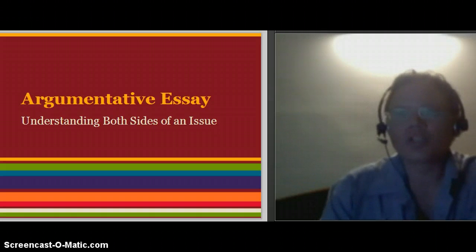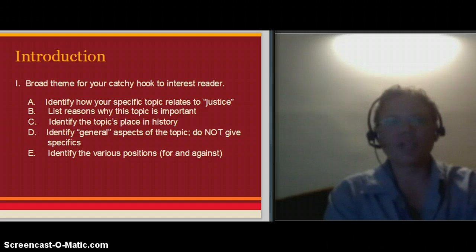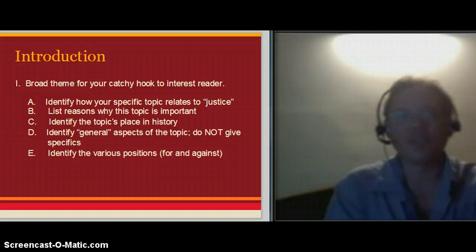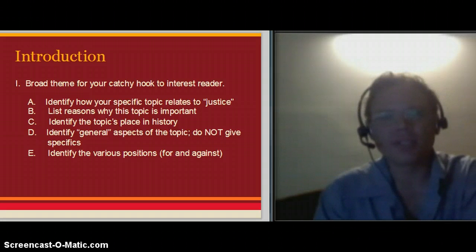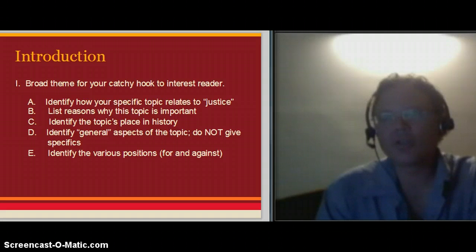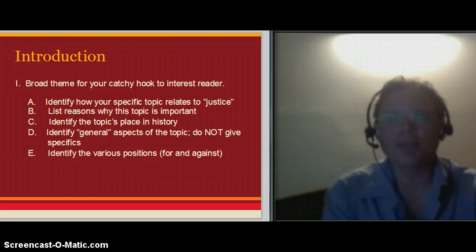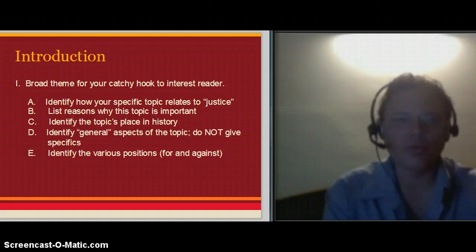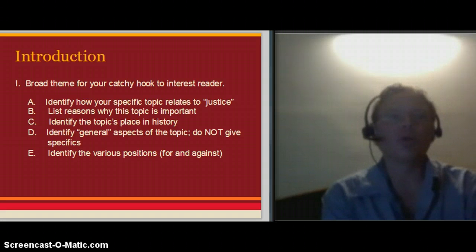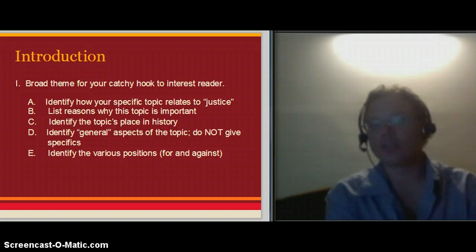So in the introduction, you want to pick a broad theme, and then you want to design a hook so people get interested in your topic, and so that they will continue reading. And so in the introduction, you're going to want to have a few things. Identify how this topic relates to justice, because we want to create a better world, and so we're hoping that our side of this issue is going to show that it does represent more justice than the other side.